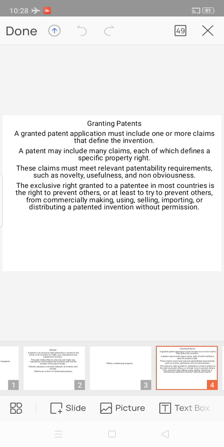The next topic is granting patents. A granted patent application must include one or more claims that define the invention. A patent may include many claims, each of which defines a specific property right. These claims must meet relevant patentability requirements such as novelty, usefulness, and non-obviousness. The exclusive right granted to a patentee in most countries is the right to prevent others, or at least to try to prevent others, from commercially making, using, selling, importing or distributing a patented invention without permission.